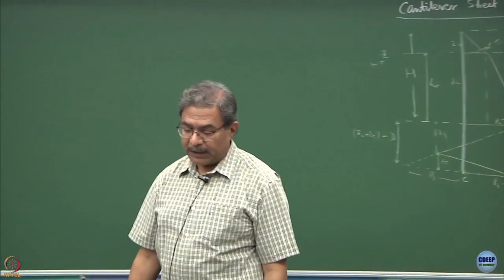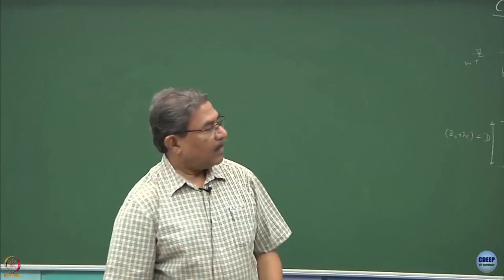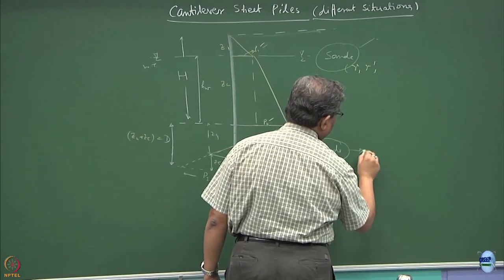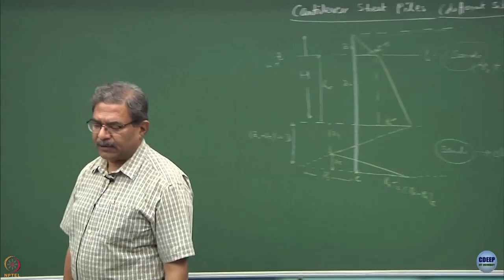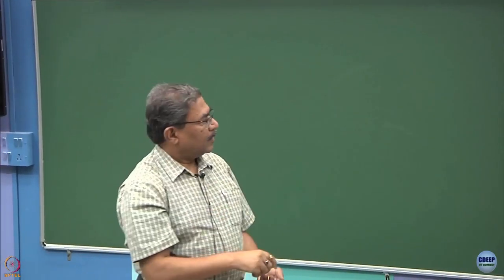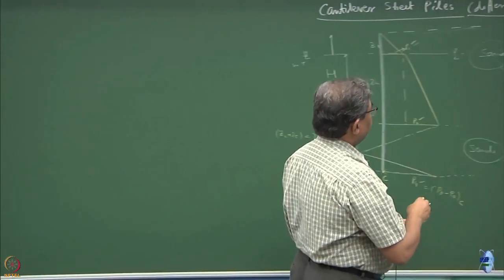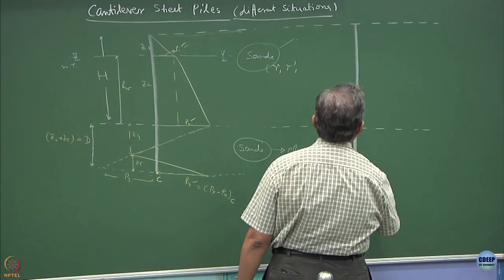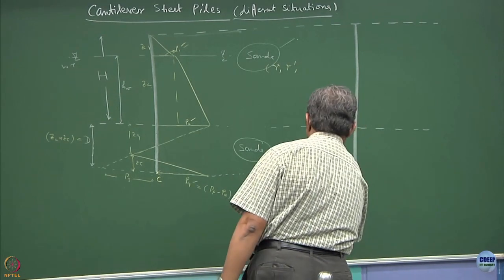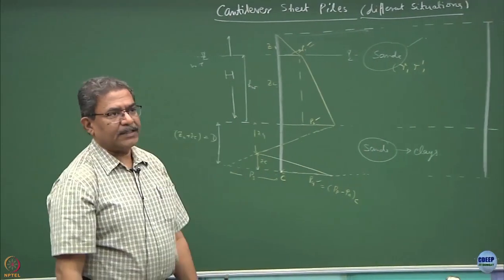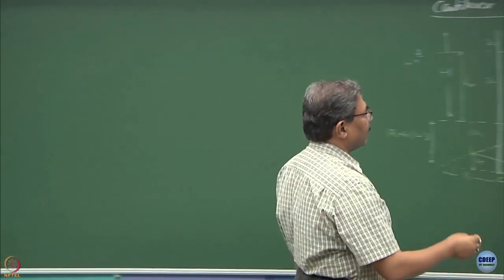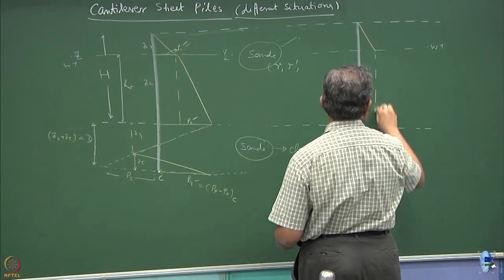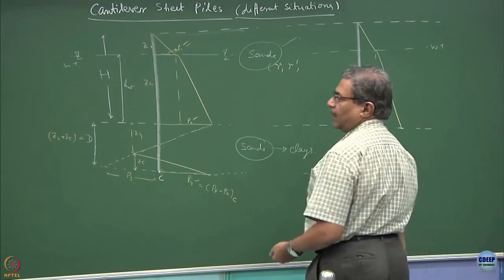I can easily convert this into a situation where I still maintain the backfill as sands, but the foundation material becomes clays. This is a slightly tricky situation. So, what is going to happen in this situation? The pressure diagram would be, any guesses? Yes, try. There is a water table over here. So, the pressure diagram up to this point is easy to obtain, alright. What happens at this point?